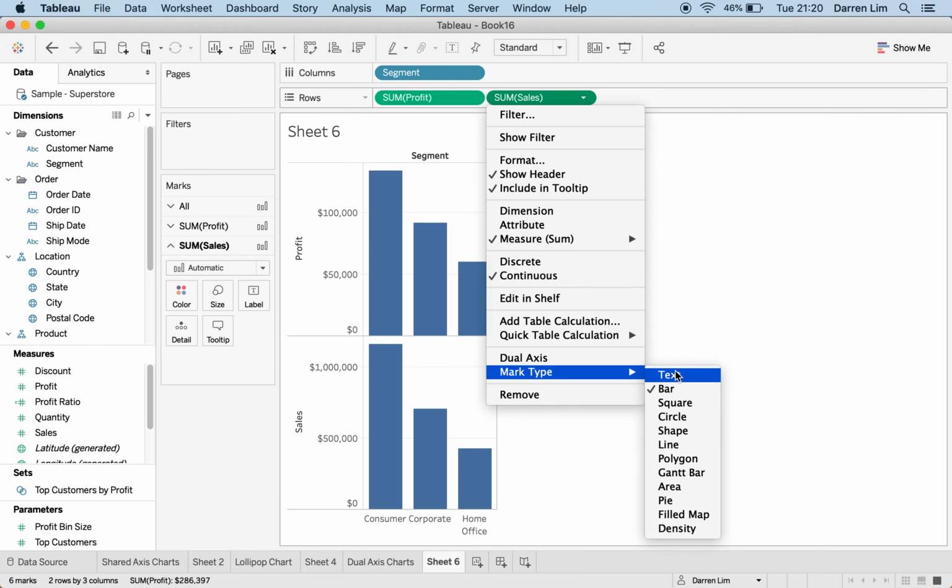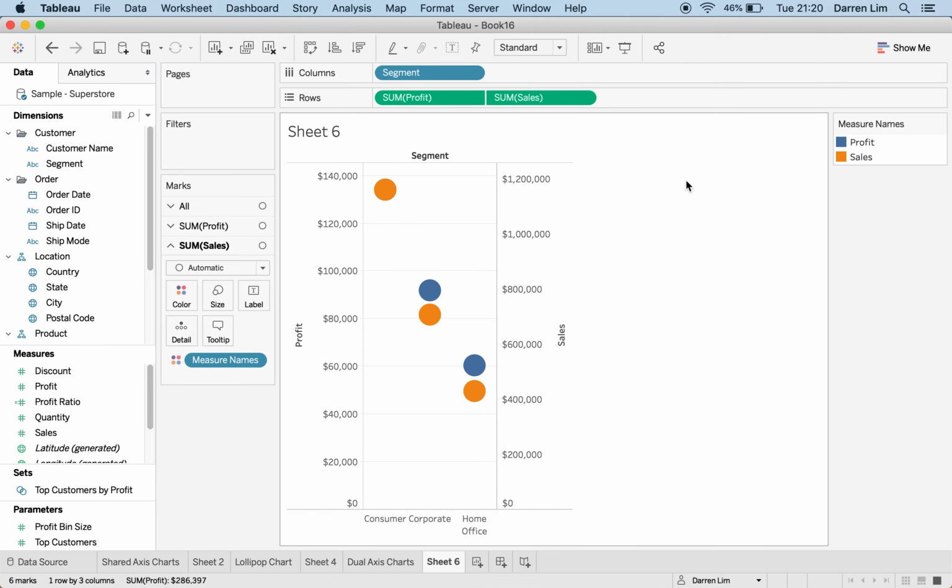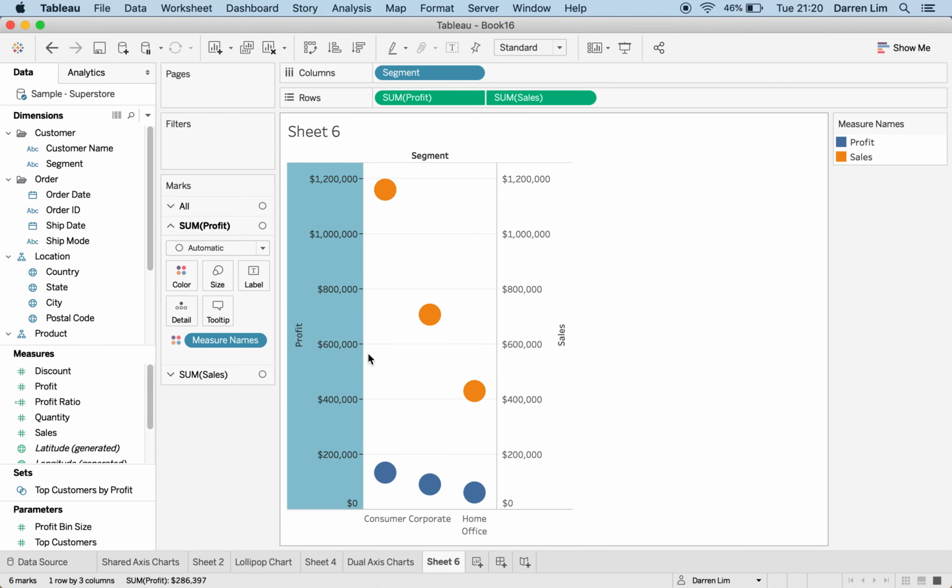Dual axis first. Okay. So one thing to know is that when I put dual axis, you need to synchronize the axis here, because over on the left hand side, 140,000 is my highest, while it's compared to 1.2 million. This can be very misleading for viewers. So you right click, synchronize axis. There we have it. So now they are plotted on the same metric as compared to the right hand side.